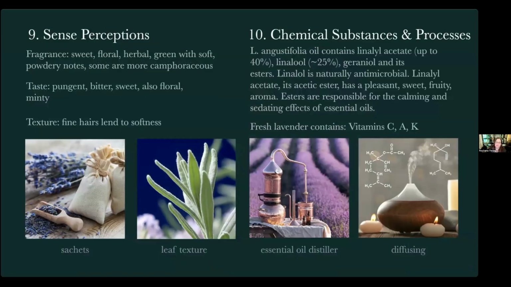Boy, and here's where lavender starts to really shine in that sense perception with its fragrance. It can be sweet and floral, herbal and green and soft with powdery notes, depending on the species. Some can be softer and some can be harsher or camphoraceous. It has a really interesting taste. It's used in culinary uses, but a very little goes a long way. It can easily take over a dish.